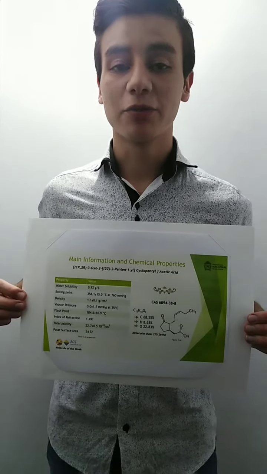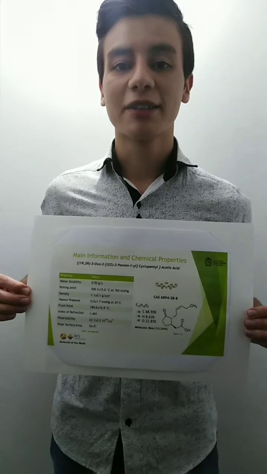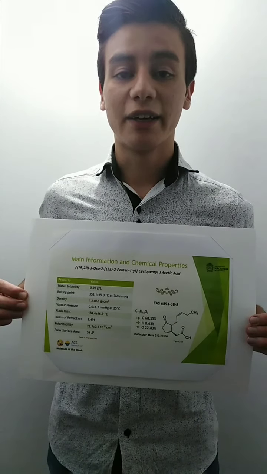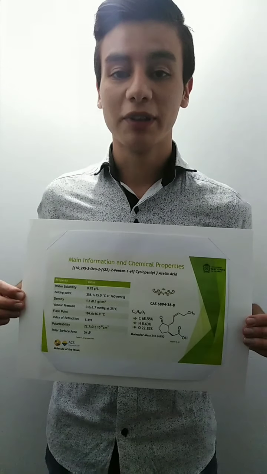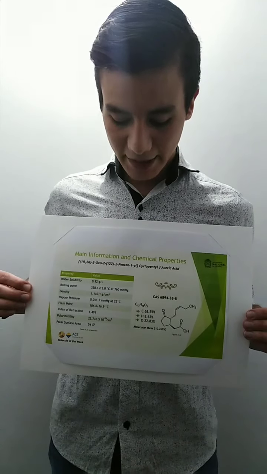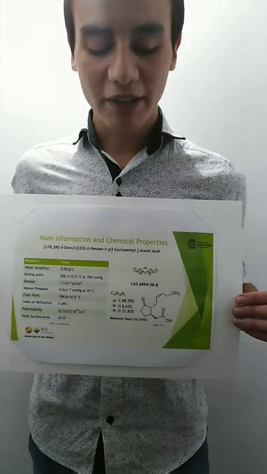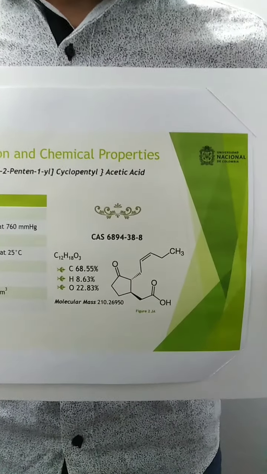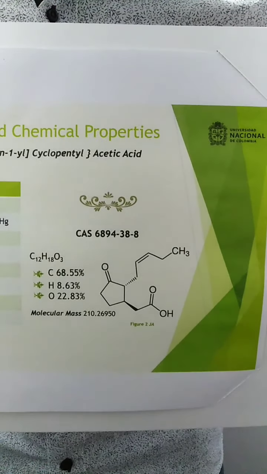First of all, to analyze the molecule, we have to take into account the main information that's in the structure and the chemical properties. The name under the title represents the IUPAC name of the molecule that could be summarized as pentyl cyclopentyl acetic acid. Now, structurally, we have to take into account the CAS number, that is 6894-38-8, that is the ID of the molecule.